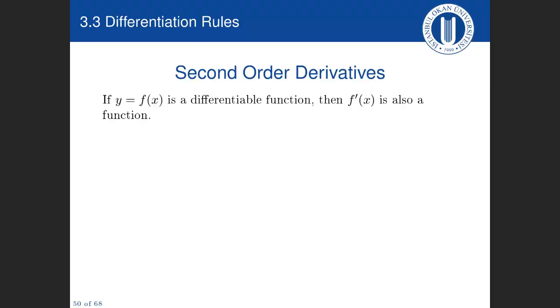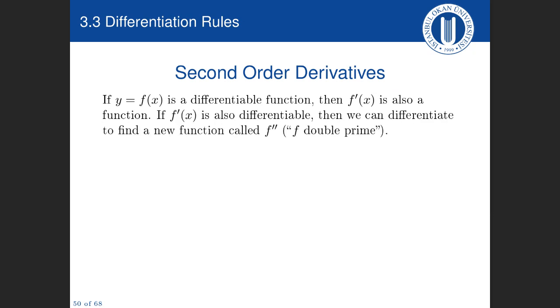The next idea is the idea of second order derivatives. Remember, if f of x is a differentiable function, then we have a new function called f prime of x. Now, maybe this new function is also differentiable. If that's true, then we can differentiate it, and then we're going to have another new function which we call f double prime. F double prime is called the second derivative of f.